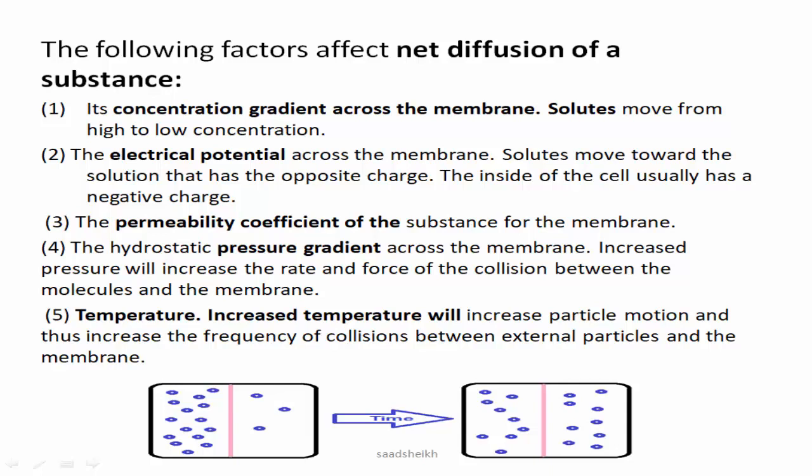3. The permeability coefficient of the substance for the membrane. 4. The hydrostatic pressure gradient across the membrane. Increased pressure will increase the rate and force of the collision between the molecules and the membrane. 5. Temperature. Increased temperature will increase particle motion and thus increase the frequency of collisions between external particles and the membrane.